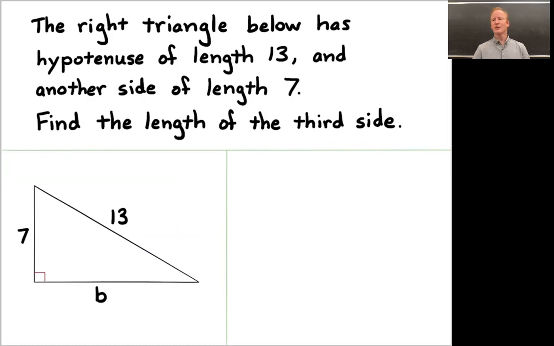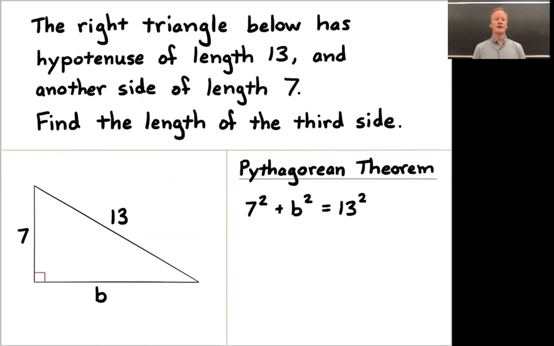Welcome back. To solve for b, you can use the Pythagorean theorem. The Pythagorean theorem says that the square of the hypotenuse is the sum of the squares of the other two sides. So that is 7 squared plus b squared is 13 squared. That's the Pythagorean theorem in this case. 7 squared is 49. 13 squared is 169. Now you can subtract 49 and you'll have b squared equals 120.